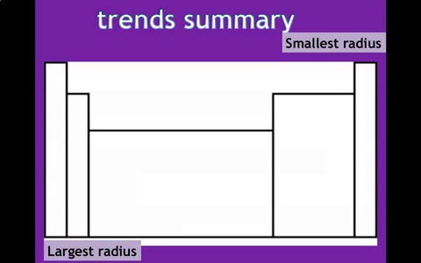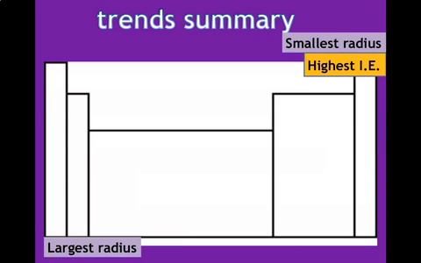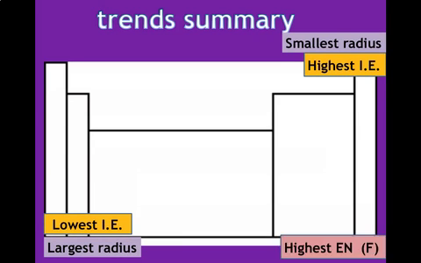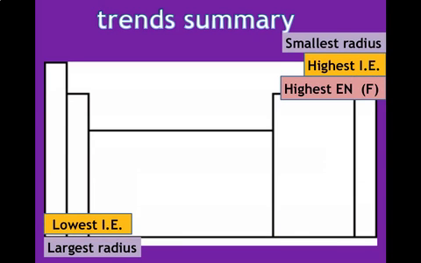So the trend summary: the smallest radius is in the top right, the largest radius is in the lower left. The highest ionization energy is in the top right, the lowest ionization energy is in the bottom left. Highest electronegativity is top right.